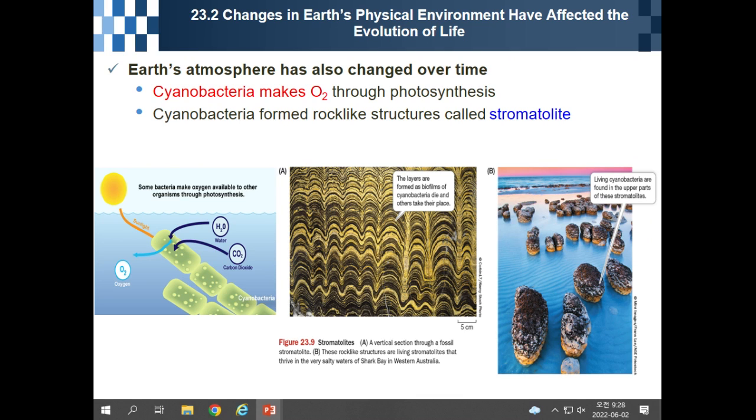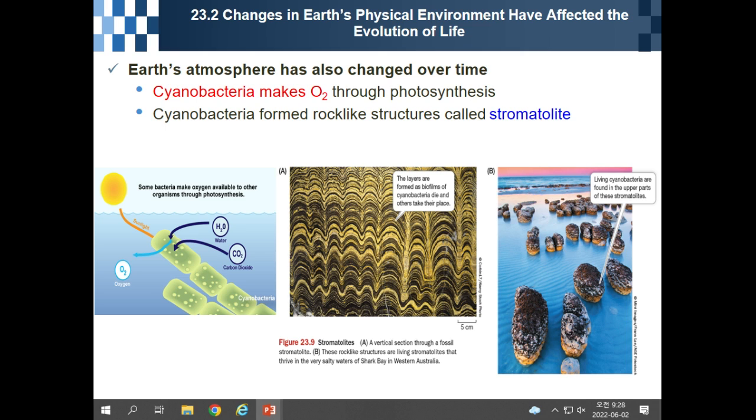Okay, so initially, cyanobacteria, bacteria which can do photosynthesis. These bacteria use sunlight, H2O and carbon dioxide, and finally they make oxygen. So cyanobacteria make oxygen through photosynthesis.